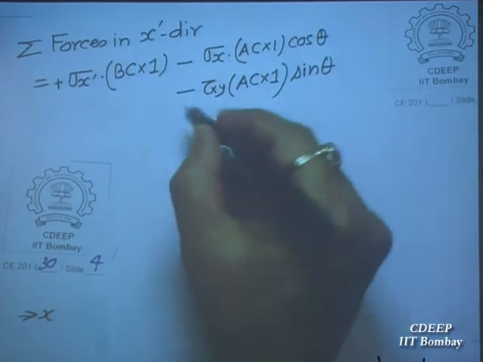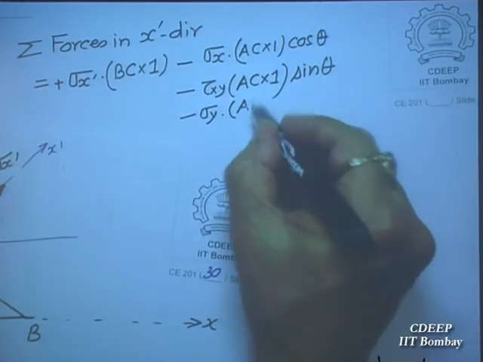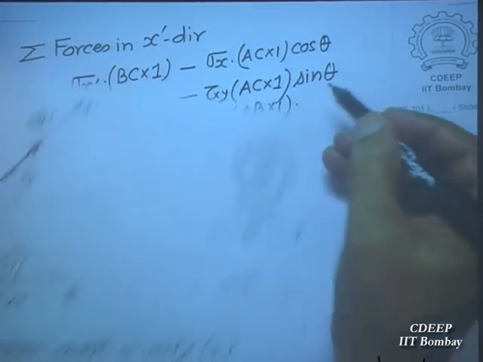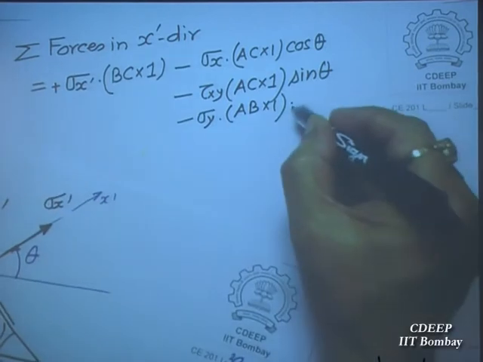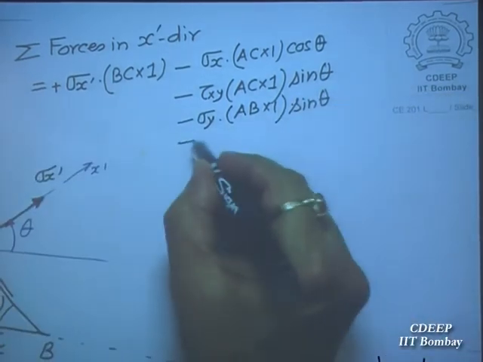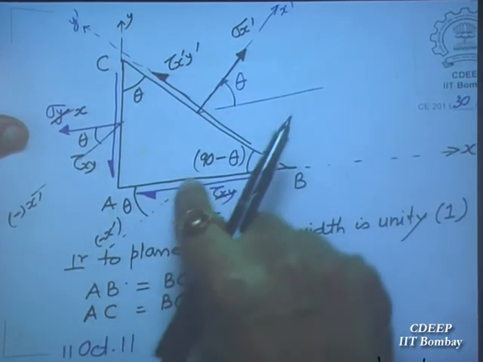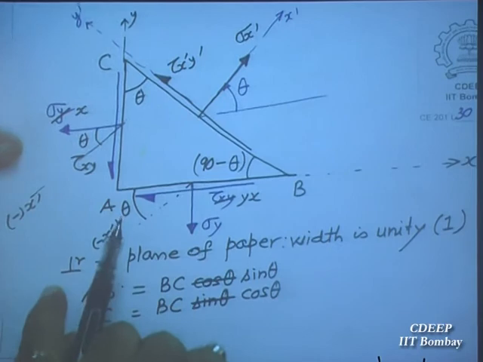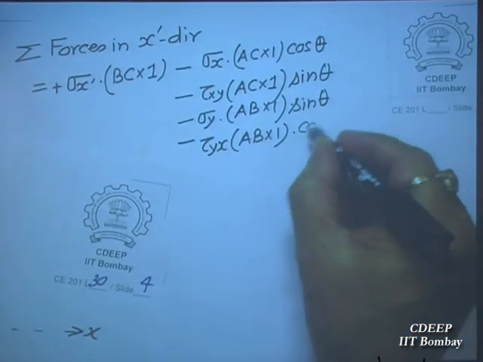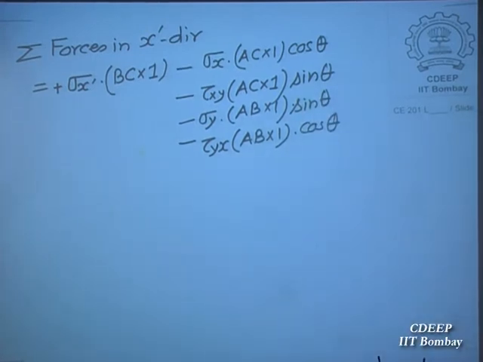So that will be sigma y into what? What is the multiplication? What is the area? AB into 1 into what? What angle? This angle. Cosine 90 minus theta means sine theta. And then minus tau yx AB into 1 into, this one please tell me, it will be in this direction and in this direction. We are not taking y dash direction, we are taking component of this along x dash. So what will be that? Cosine theta. Please practice this. Do practice. So this is what equilibrium in x dash direction has given me.